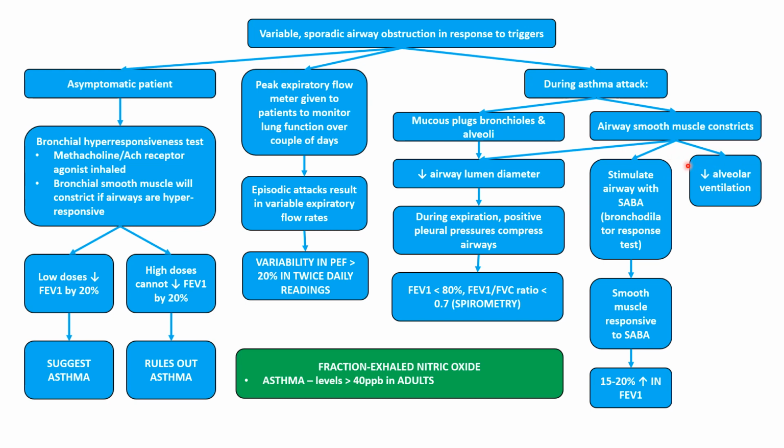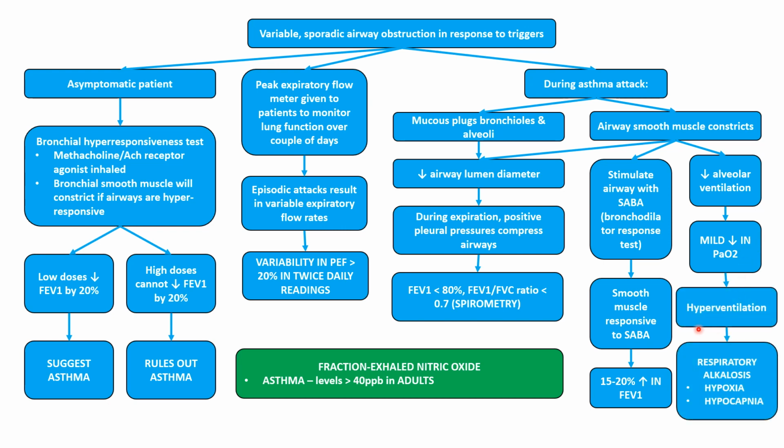We know also during an asthma attack, there's reduced alveolar ventilation, so there's likely to be a mild decrease in blood oxygen saturations. And this is going to lead to the patient hyperventilating, and therefore hyperventilation leads to something called a respiratory alkalosis. Okay, and the patient is likely to be hypoxic and hypocapnic. And this can be picked up on in an acute setting using an ABG. But I'm going to make a separate video on acute asthma.